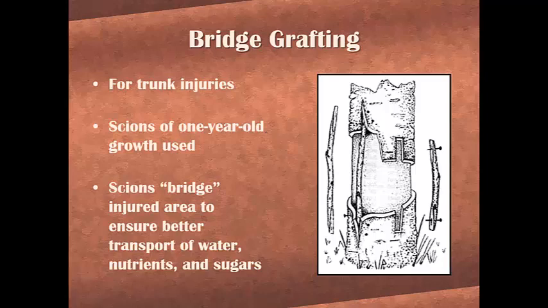So you make that graft, and then you're going to do this not just one piece, but again with several pieces all the way around the trunk of the tree, and what you get as a result of that are scions that bridge the injured area to ensure better transport of water, nutrients, and sugars, and to keep it alive. So inarching repairs root injuries, bridge grafting repairs trunk injuries. Now there's one other pretty neat purpose or advantage of grafting that I'd like to share with you.